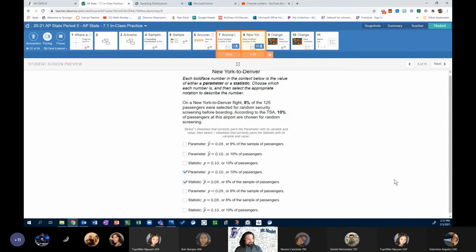Again, parameters don't have the special extra notations on them. There's no bar or hat or anything. It's just a Greek letter or just a regular letter. There's no specialty to the notation. Statistics get an extra little marking on them to show that it is a statistic. Is there anything else I can clarify?